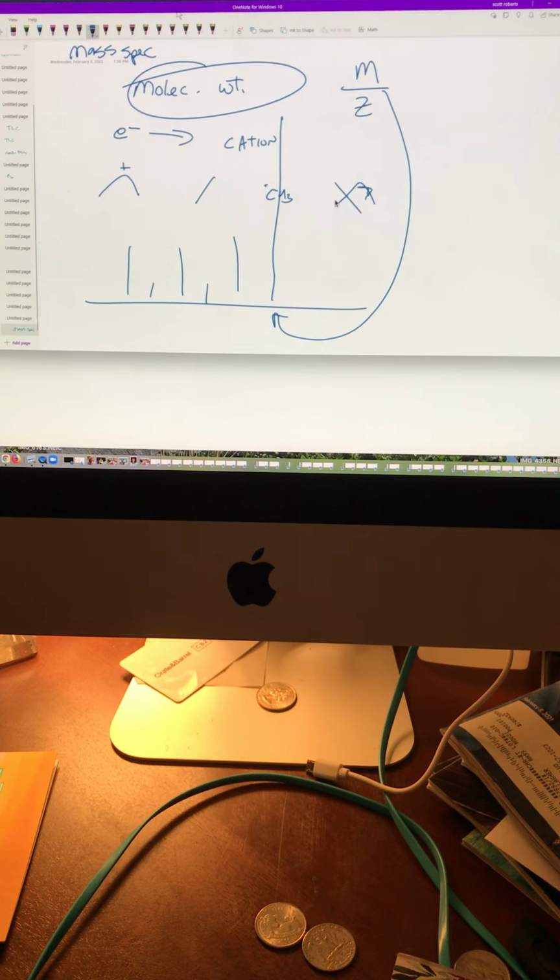You understand? Since z is almost always +1 because you only shoot it once, you might get lucky and get a 2+, but if you do, it's very low in abundance. You won't even see it. So the m/z ends up just being the mass of your fragment, the mass of your ion.